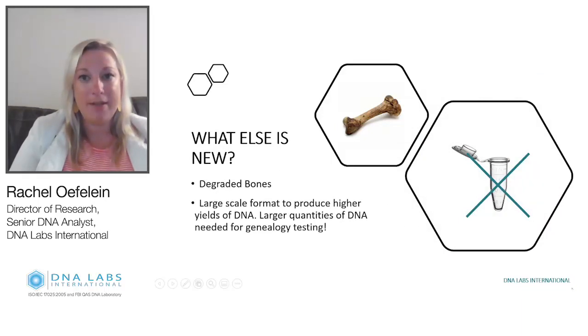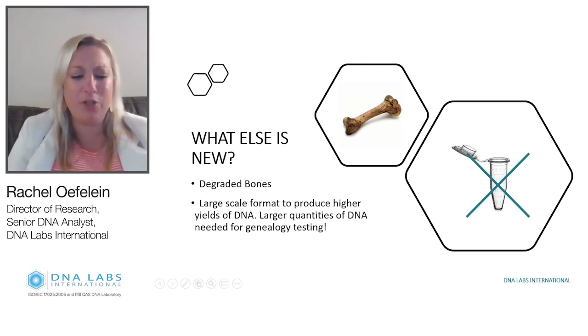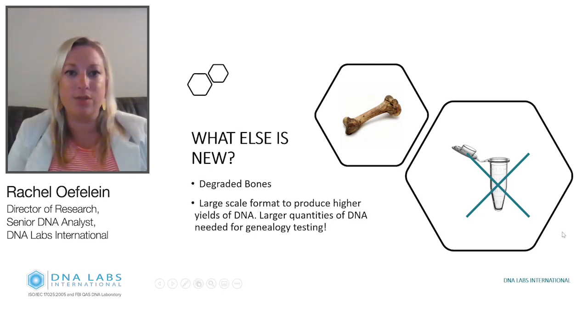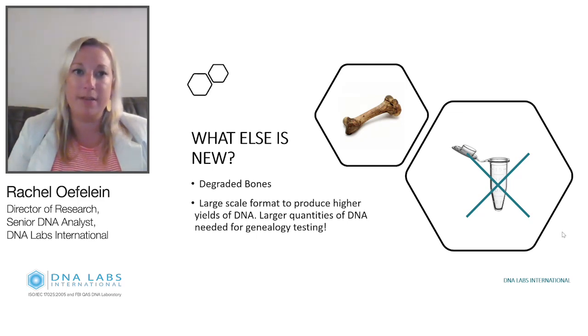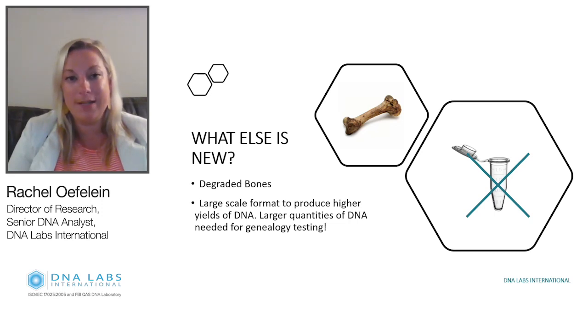So what else is new? I mentioned a little bit our large scale extraction method. These are for very degraded bones, and it's a large scale format to produce higher yields of DNA. Larger quantities of DNA are what we need for genealogy testing. It's also great when you want samples to go more than one direction. Sometimes we want that SNP profile for genealogy, but we also need an STR profile to be submitted for CODIS upload, potentially with a vendor, or from the vendor laboratory going to the NDIS participating laboratory. And we like to save extract if we can for future testing or defense testing. So this is a great option where you're getting high yields of DNA to meet all the needs of testing for your case.